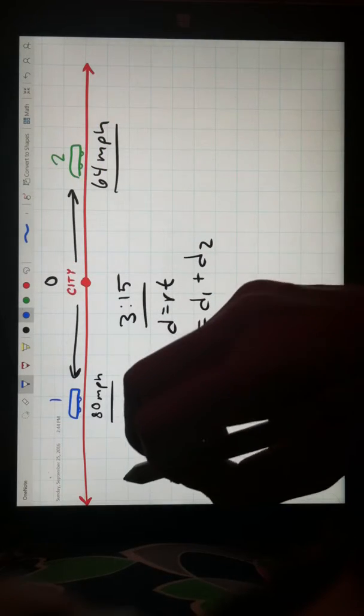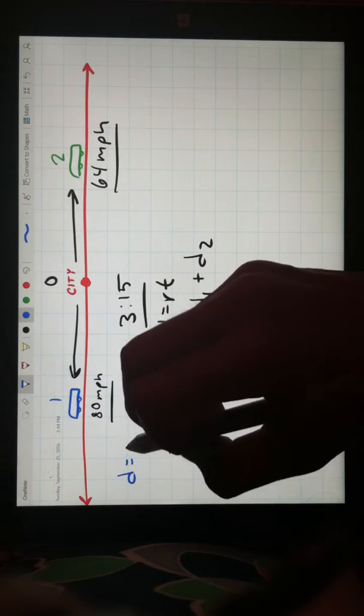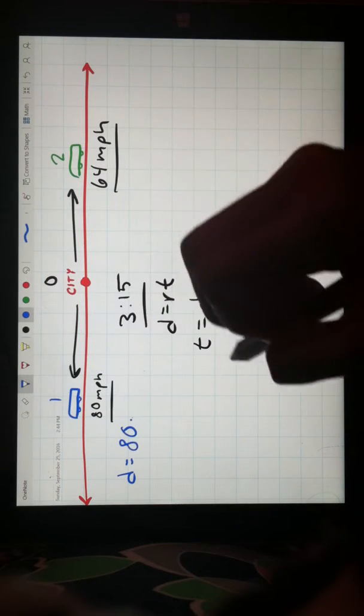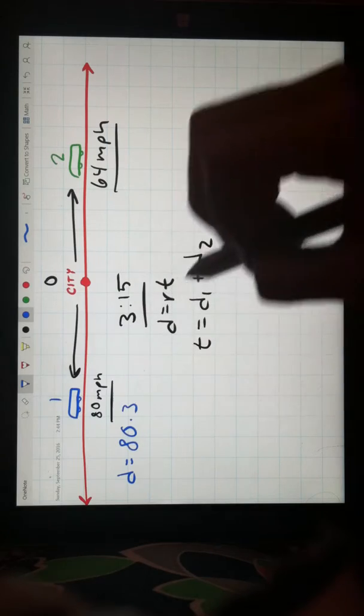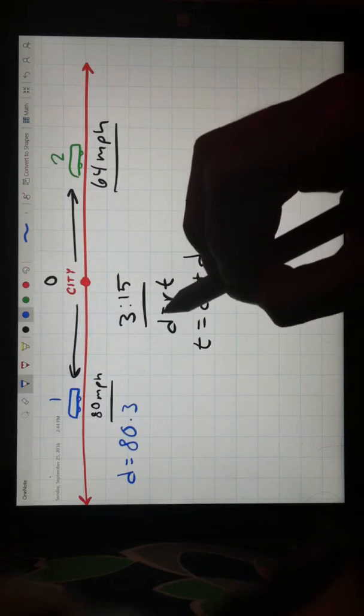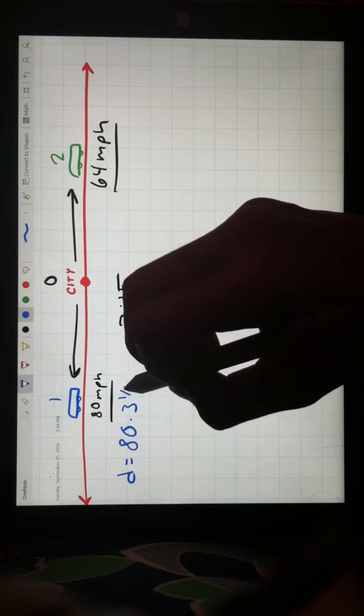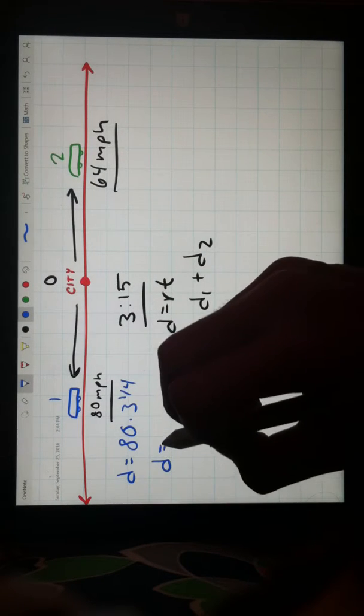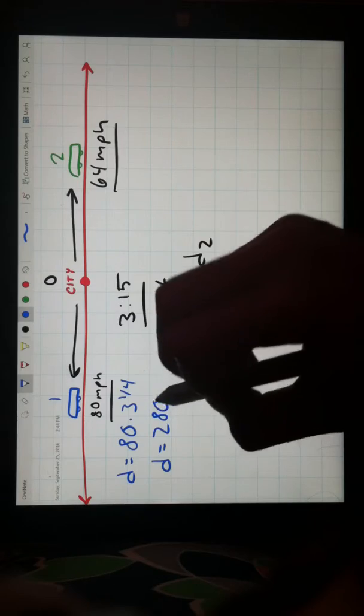For train 1, its distance from the city will equal its rate, 80 miles per hour, times its time, 3 hours and 15 minutes. 15 minutes is a quarter of an hour, so we will express it as 1/4. The distance of train 1 from the city will equal 280 miles.